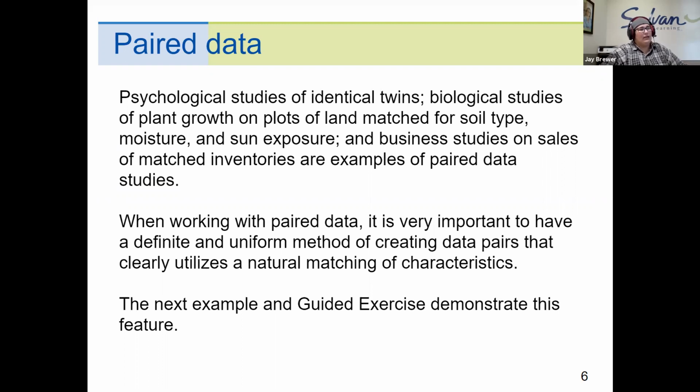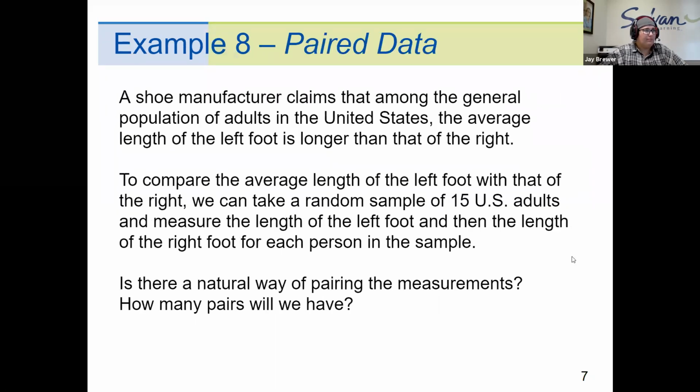When working with paired data, it is very important to have a definite and uniform method of creating data pairs that clearly utilizes a natural matching for characteristics. Okay, the next example and guided exercise demonstrate this feature.